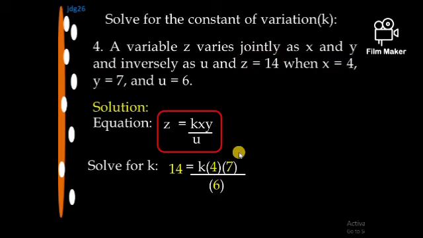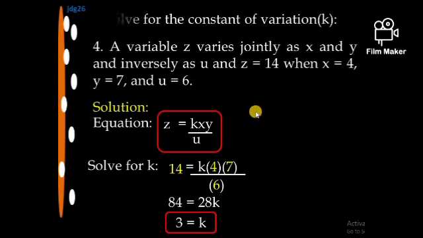Simplify natin. I-multiply natin ang buong equation by 6 kasi denominator niya yon. So, 6 times 14 is 84 equals 4 times 7 is 28 and then times k, we have 28k, then divide both sides by 28. So we have k is equals to 3.